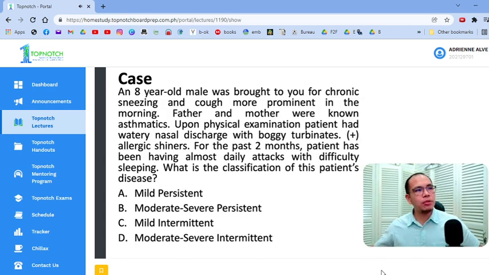Next case, you have an 8-year-old male who was brought to your clinic for chronic sneezing and cough, which is more prominent in the morning. So we get this a lot in the clinic. So doc, inuubo po siya on and off. Gano'ng matagal na po, months na po eh. Buong araw po siyang inuubo. Doc, usually pagising sa umaga. So yun yung mga conclusion dyan, pagising sa umaga.